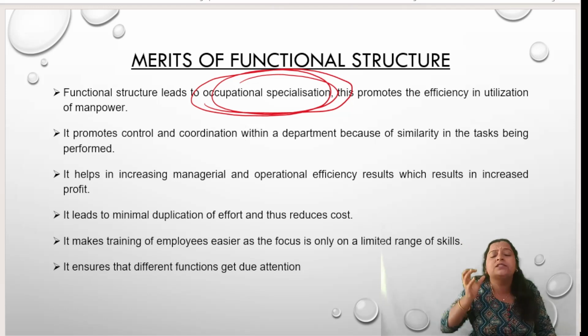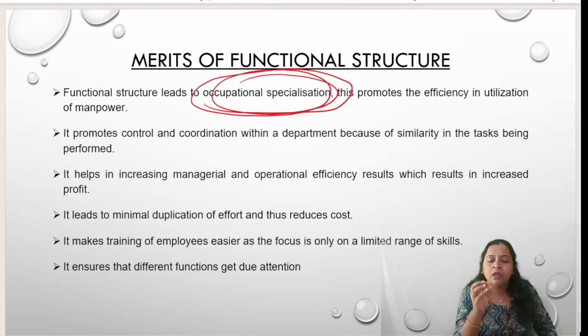If you become specialized in performing that work, what happens, you tell me? First thing, you are going to do that work very effectively, without any duplication of the work or without any wastages. So the major thing is that functional structure will create a specialization in that particular field, which improves the efficiency in working, and it will also improve how effectively you are utilizing the manpower in your organization. Full 100% effort will be there.